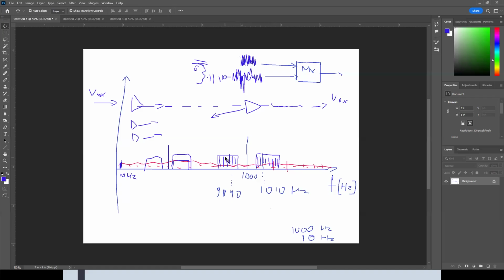And those two sidebands, they have to be far away from each other. And those stations, they have to be separated far away from each other so they don't overlap. So we don't cause intermodulation or intermod.